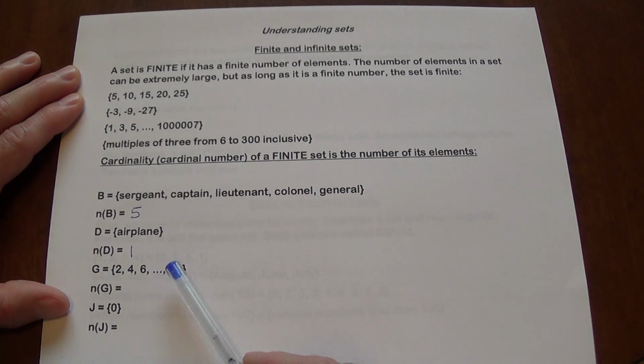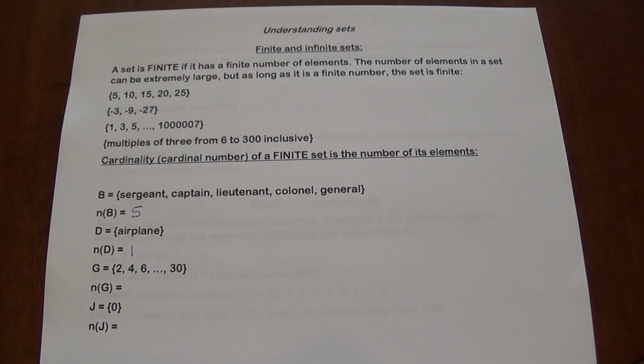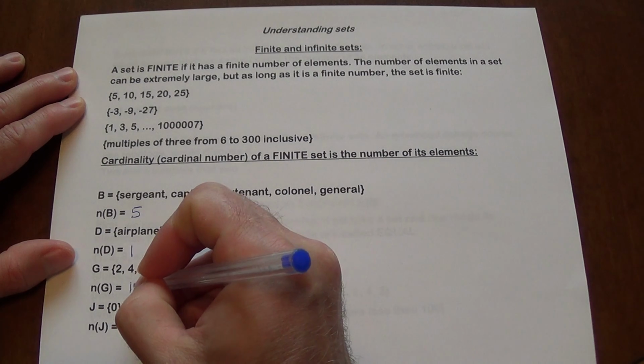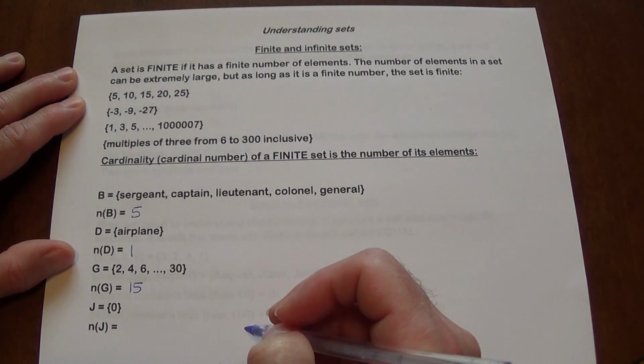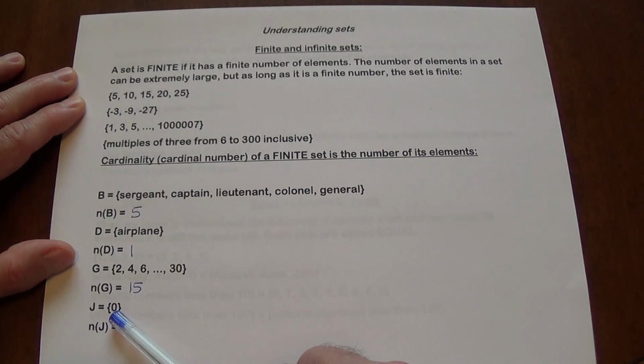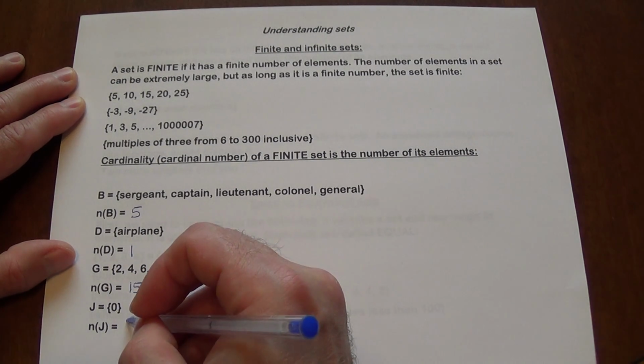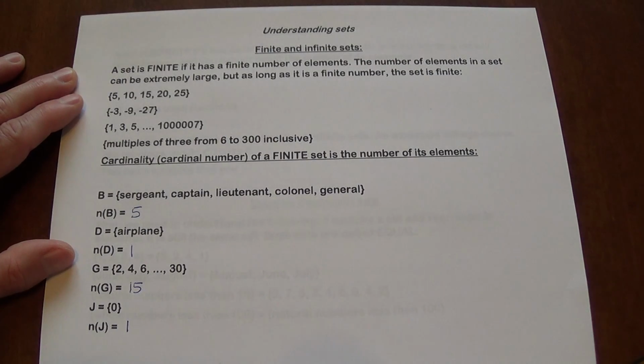Here, 2, 4, 6, all the way to 30, a little more challenging because we can't quite count them the way it is given to us. But you can make a list, there's some other ways to compute that. If you actually do the math here, you will get that this set is going to have exactly 15 elements, so the cardinality here is 15. And this set here, you have 0, so it is 1 element, so the cardinality here is going to be 1.